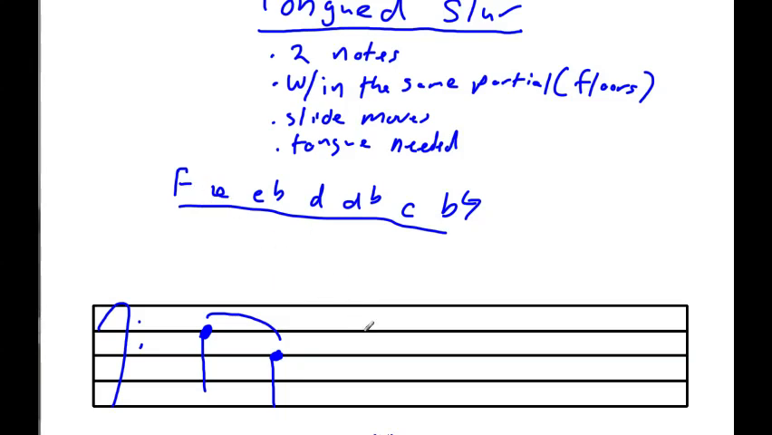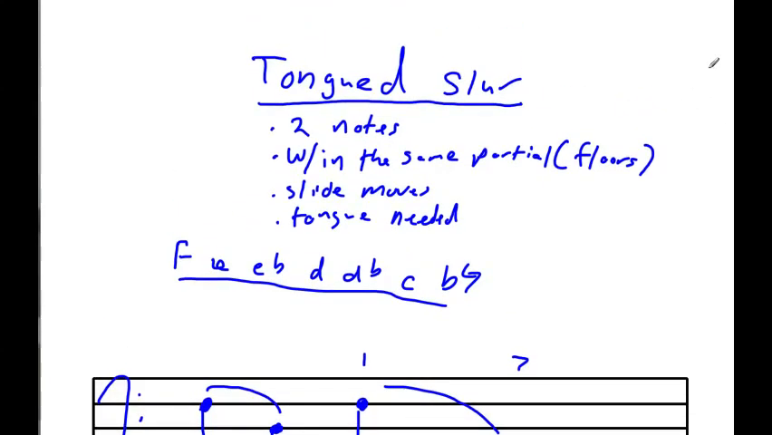Also, if you're going to have one from F all the way down to B natural, slurred, you're going to have to go from first position to seventh position and move the slide as quickly as possible. And you're going to have to tongue that. So that's tongued slurs. Anything within that same partial.